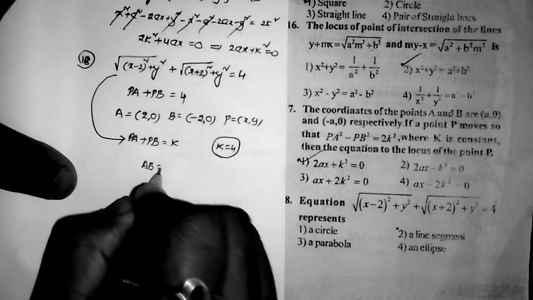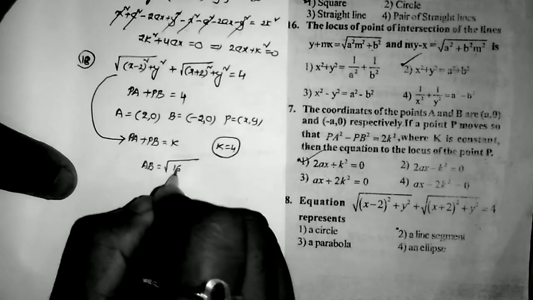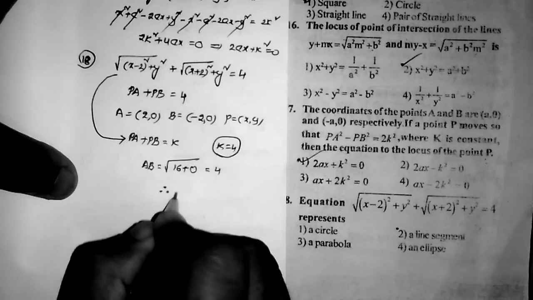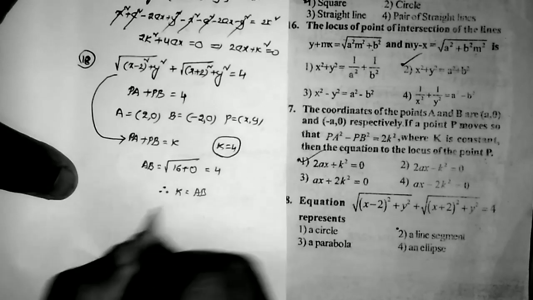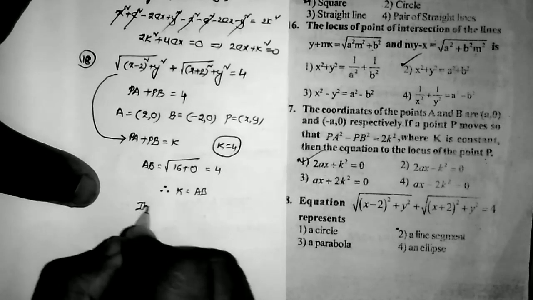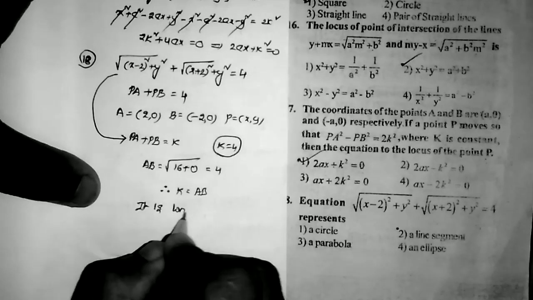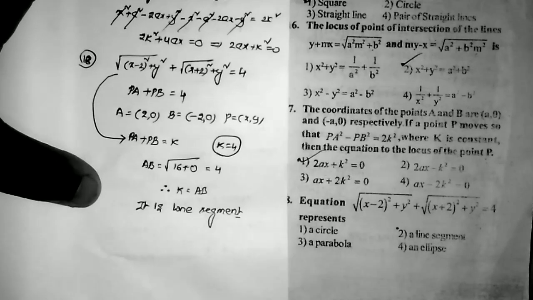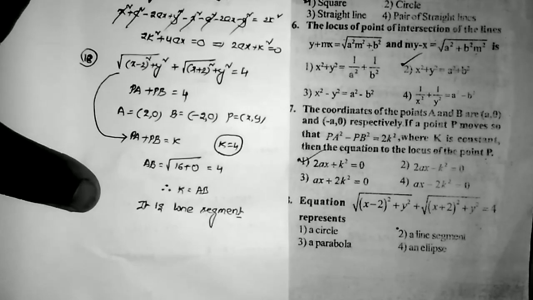Now what is the AB distance value? The AB distance is √(16 + 0), the distance between these two, that is equal to 4. Therefore, K = AB. K = AB means it is a line segment. This is the formula: if K = AB, then the equation represents a line segment. That's all. This is the answer.